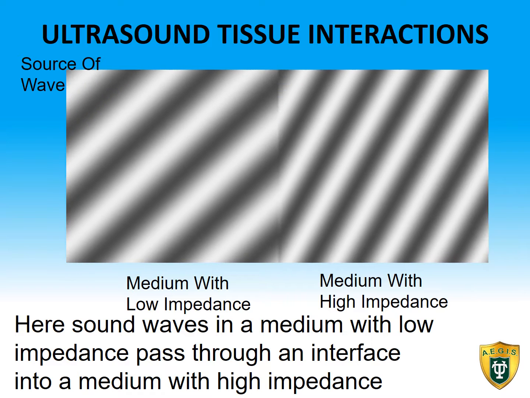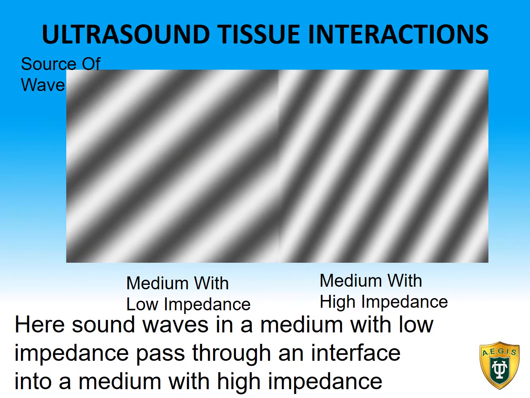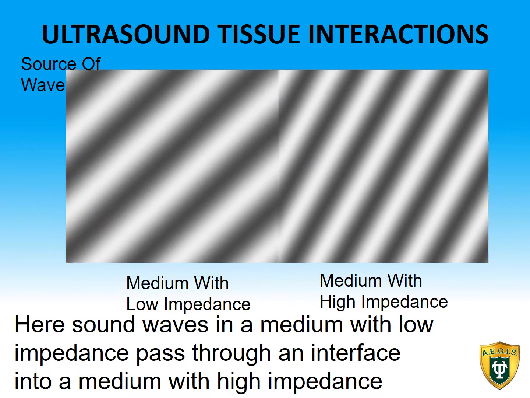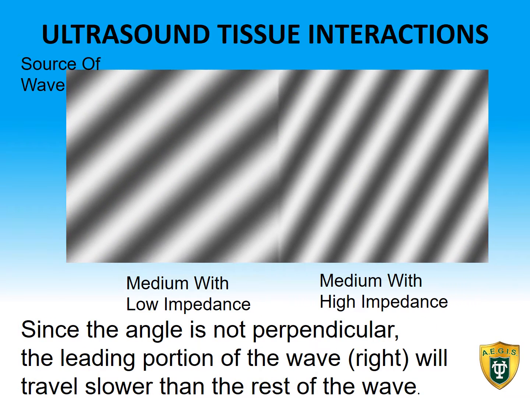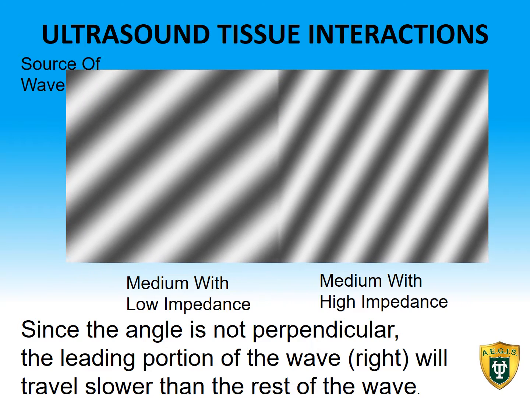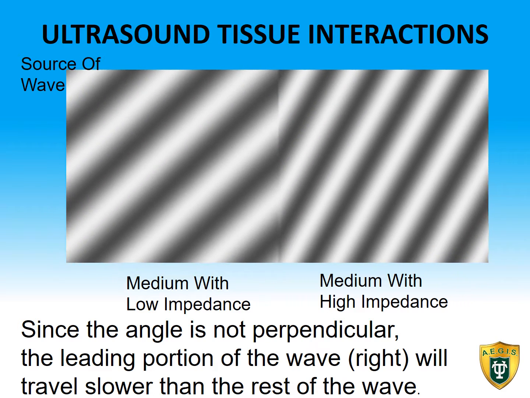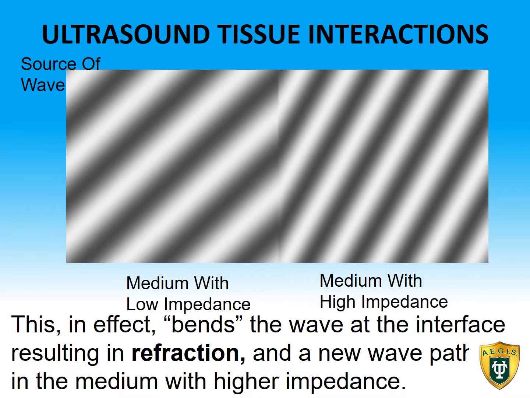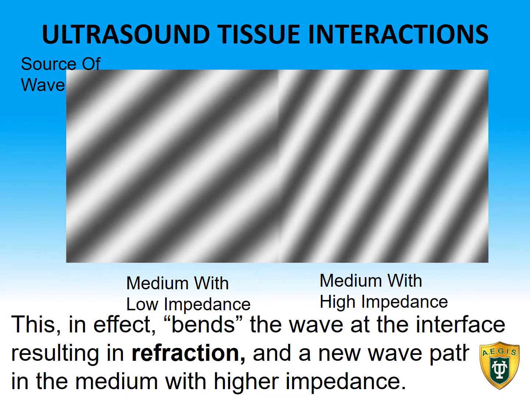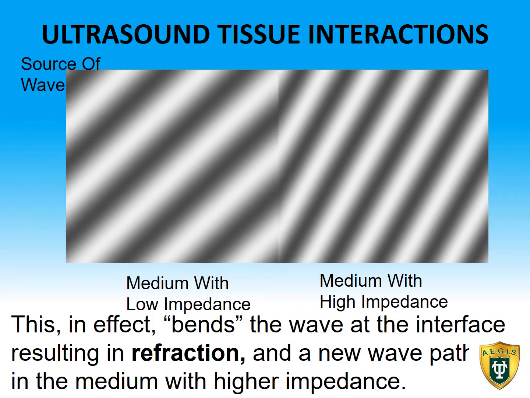Here, sound waves in a medium with low impedance pass through an interface into a medium with high impedance. Since the angle is not perpendicular, the leading portion of the wave on the right will travel slower than the rest of the wave. This, in effect, bends the wave at the interface, resulting in refraction and a new wave path in the medium with higher impedance.